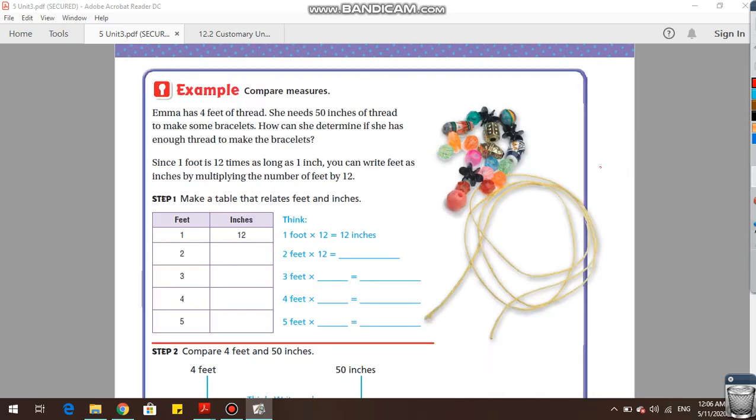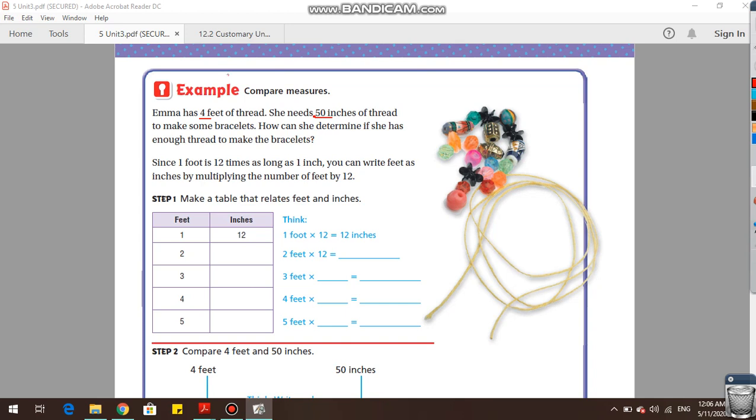Let's move on to page 476. Let's read the story problem and see what is the relation between feet and inches. Emma has 4 feet of thread. She needs 50 inches of thread to make some bracelets. How can she determine if she has enough thread to make the bracelets?